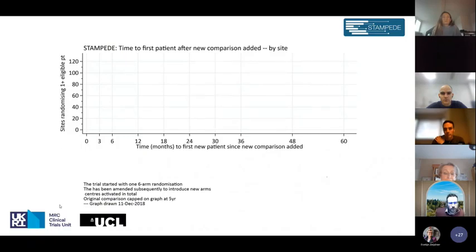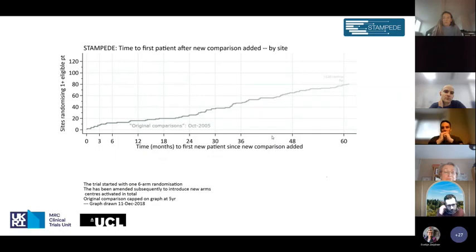So let's talk about site initiation. Along the bottom here, you've got the time to the first new patient being randomized from a site since a comparison was added. And along the y-axis, you've got the number of sites randomizing at least 1 patient. So for the original trial, for the original comparisons, when we opened it, it took us 60 months, it took us 5 years to get 80 centres to randomise at least 1 patient into the study. So it takes a long time to get people up and running. When we added in the abiraterone comparison in November 2011, is this going to work for us?